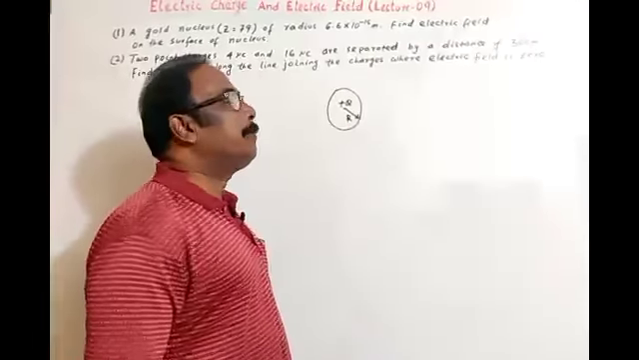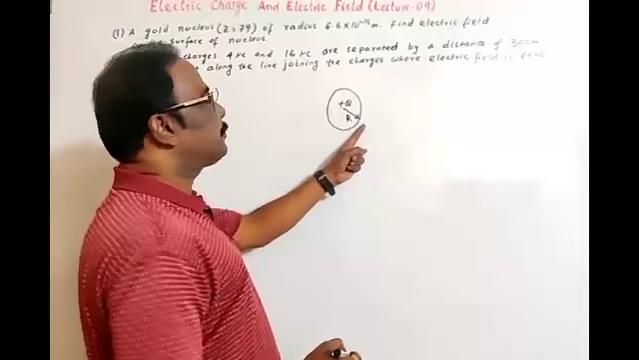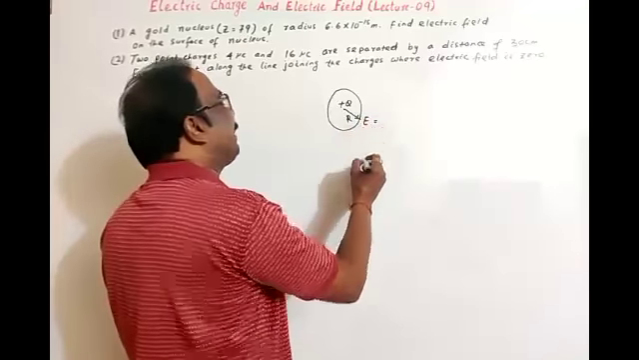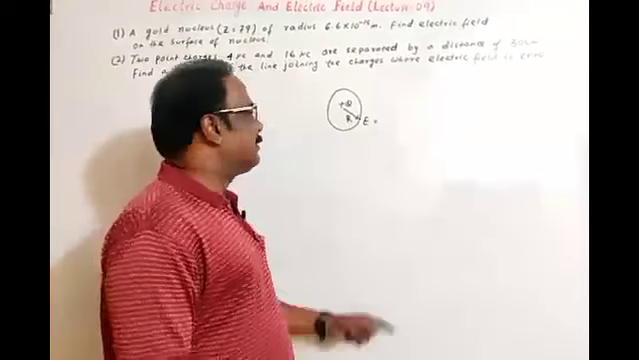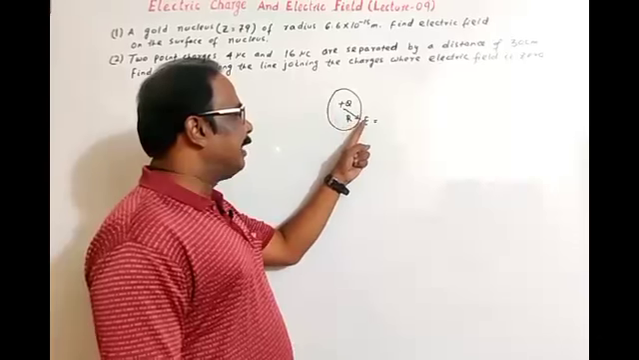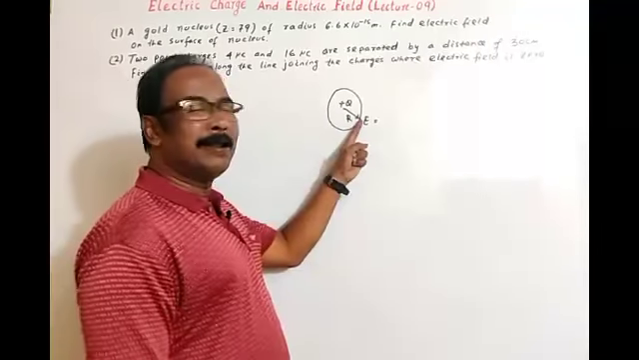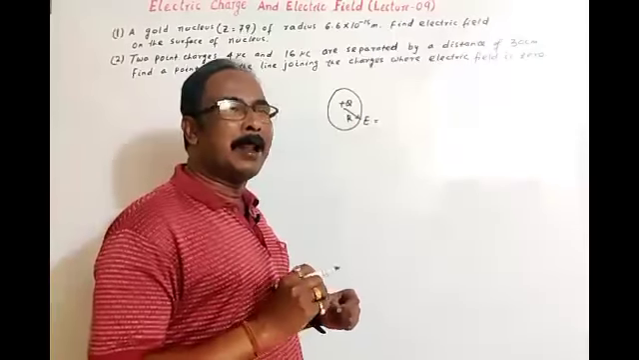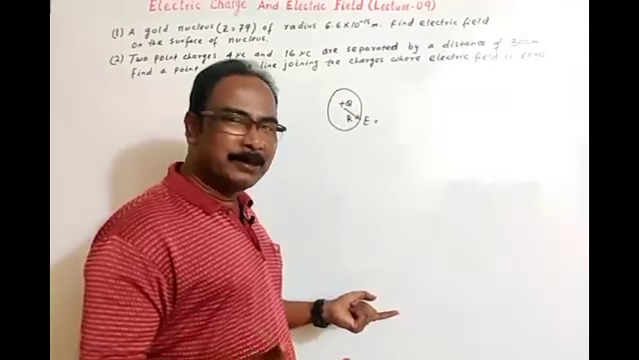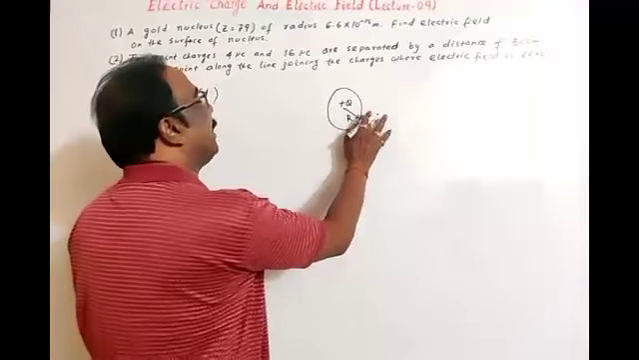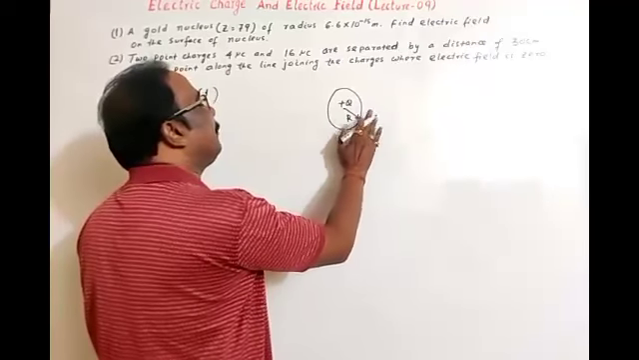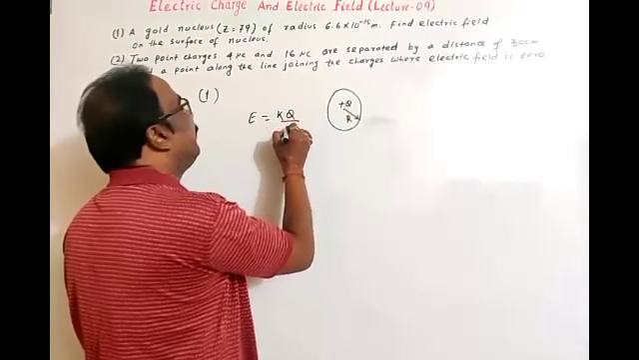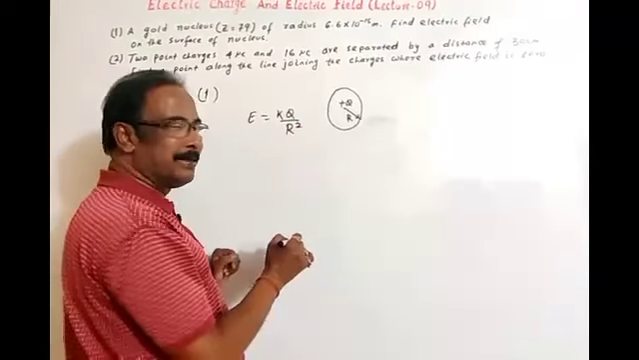As it is given, we have to find electric field on the surface of nucleus. So this is the position of point charge and we have to find electric field on the surface. Here distance from the point charge is R, which is also radius of the nucleus, and as we know, magnitude of electric field due to a point charge is given as KQ divided by square of distance.